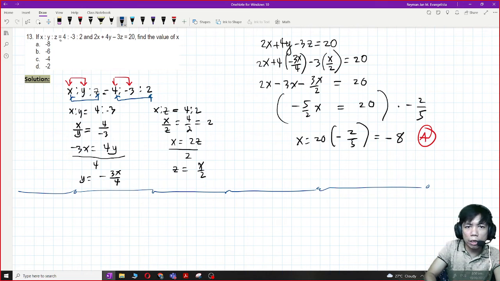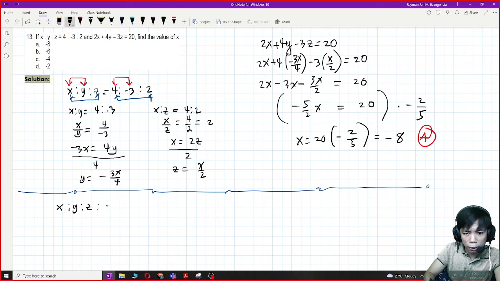Okay, pag may nakita kayo ang ganito, x is to y is to z. Okay. X is 2, y is 2, z. Okay. Pwede mong isulat yung x, y, z in terms ng tawag nito ng another variable, let's say k.